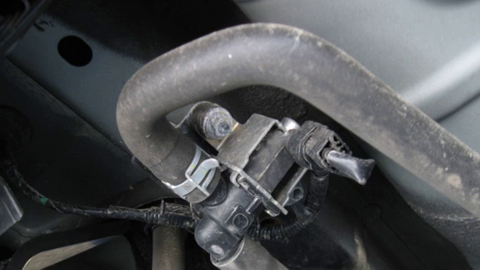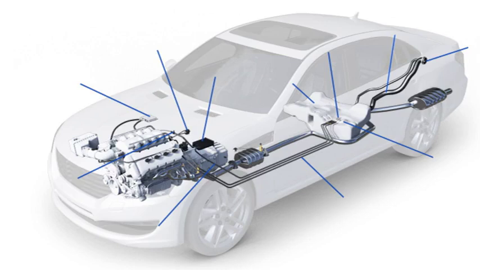The P0446 code indicates a malfunction in the Evaporative Emission Control System, EVAP, ventilation control circuit. This system is responsible for preventing fuel vapors from escaping into the atmosphere. To diagnose the P0446 code, you will need to use a scan tool to access the vehicle's onboard diagnostic (OBD) system. The scan tool will display the code and any related data, such as the fuel tank pressure sensor readings. Once you have the code and data, you can begin to diagnose the problem.